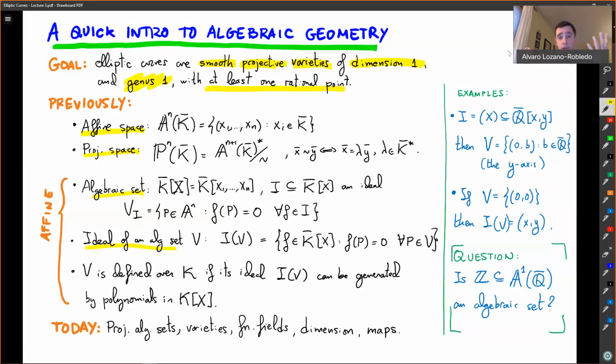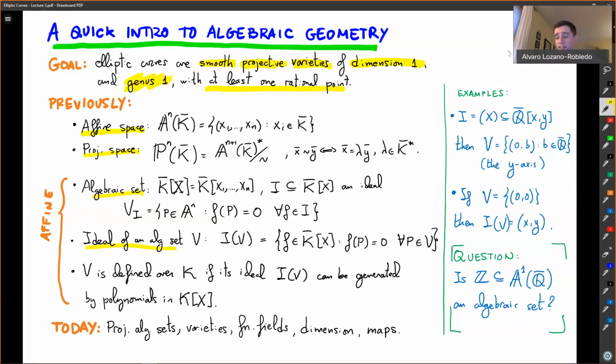We're interested in number theory here, so we don't want to always work over an algebraic closed field. We do want to work over Q or F_p or other fields that are not algebraically closed. So what we're going to do today is talk about projective algebraic sets, varieties, the function fields attached to varieties, dimension, and maps, morphisms, and things of that sort.